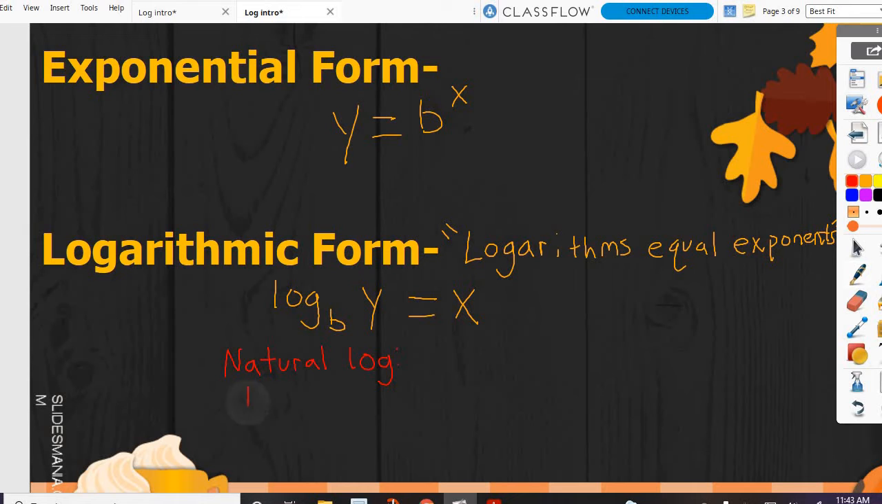E. So log base E of x is one of our special logs, and we rewrite it as the natural log of x. Okay? Then, like I said, there are two special logs. So our other one is our common log.